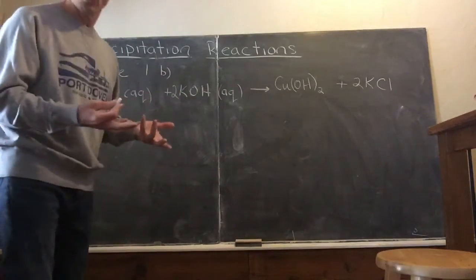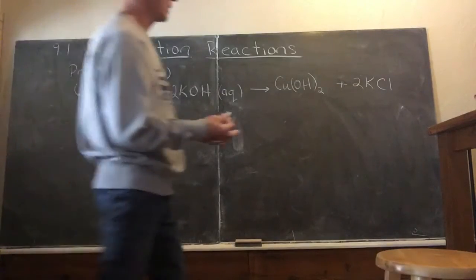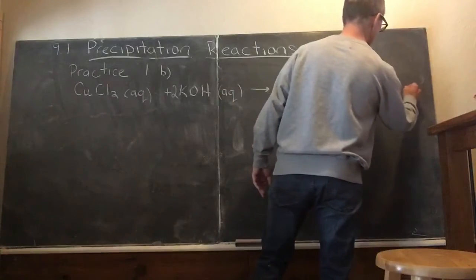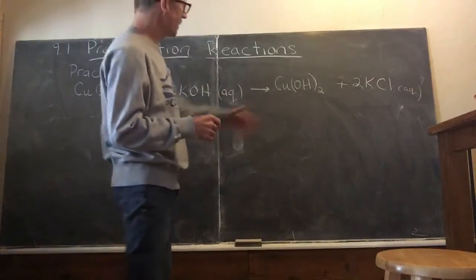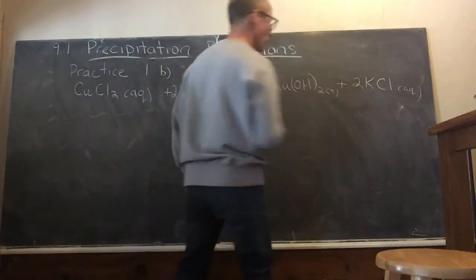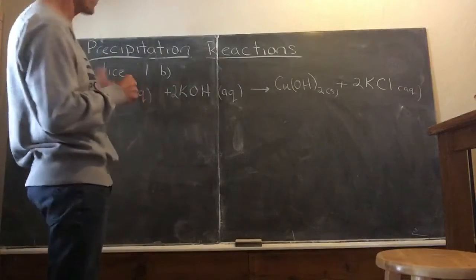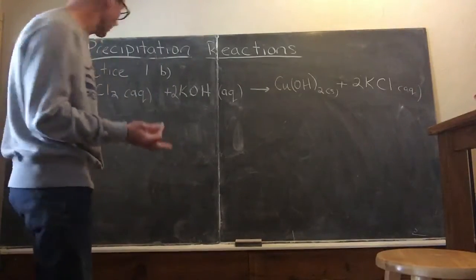We look at our solubility table in our textbook and we figure out that potassium ion is always soluble. Even without looking, we should know that. And copper 2 hydroxide, on the other hand, is our precipitate. So this is our molecular equation. Let's ionize it into our ionic equation.